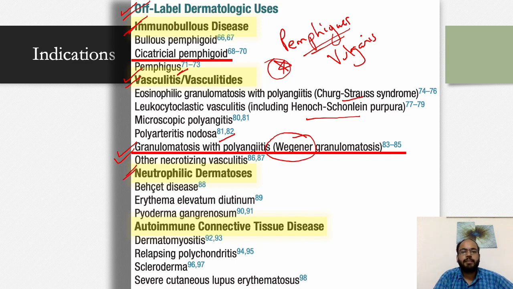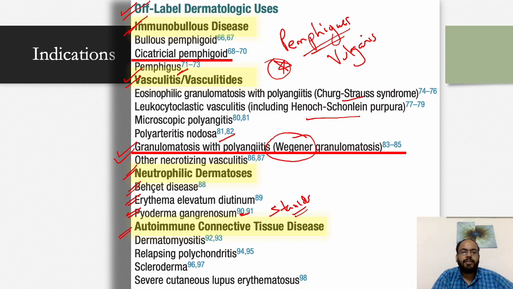Neutrophilic dermatosis like Behçet's disease, erythema elevatum diutinum, and pyoderma gangrenosum. Now, just a short note that pyoderma gangrenosum responds very well to steroids. It's one of its diagnostic criteria. So, any immunosuppressive drug can be used in PG.